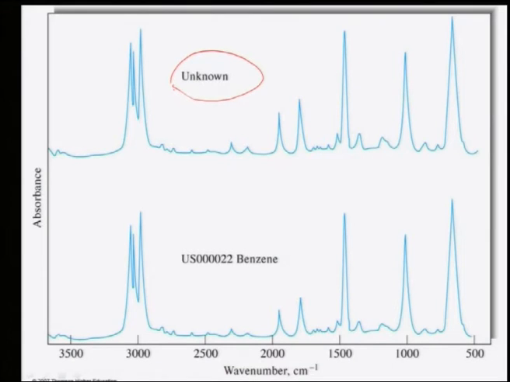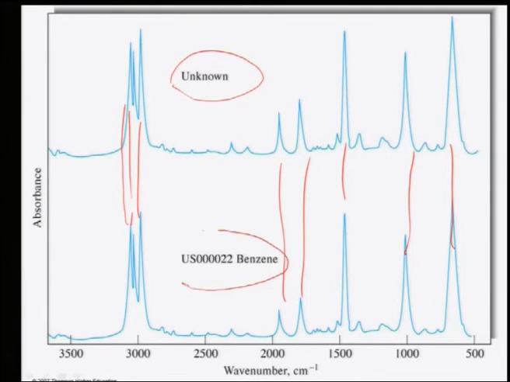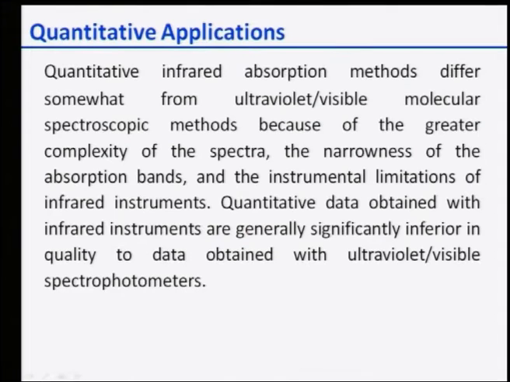To give an example, suppose you have got a spectrum from an unknown sample like this, and you want to analyze what compound it is. You just load this file into the computer and it will search. Whenever you find a real match like this, a very perfect match, you come to know this is US000022, benzene. This is the number of the file, just like a JCPDS data card has a number, and this is benzene. Although this is very simple benzene, which everybody will probably know, by comparing with the database in the computer, one can easily say that.